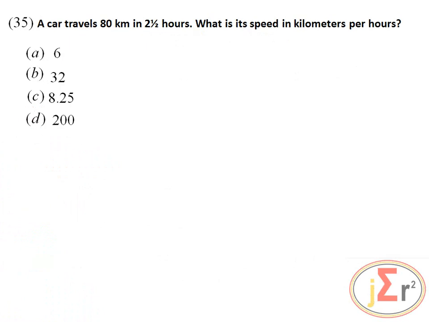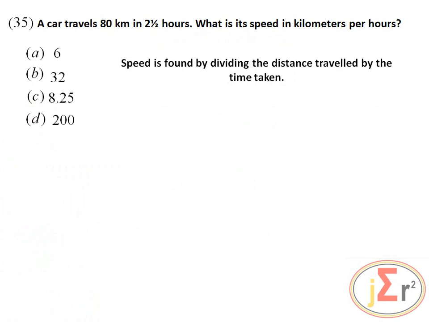A car travels 80 kilometers in 2.5 hours. What is the speed in kilometers per hour? I love this problem. Speed is found by dividing the distance traveled by the time taken. That is how we find speed. The distance is 80 divided by the time taken.